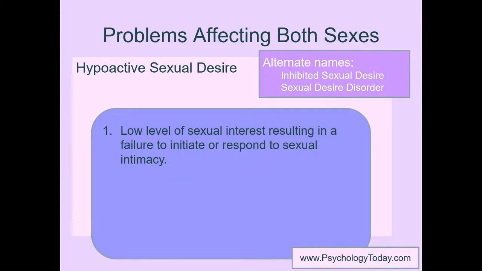Well, let's wrap up this conversation with the dysfunctions, the disorders that affect both sexes. So this first one is called hypoactive sexual desire. They used to call it inhibited sexual desire. There are different names for it. Sexual desire disorder is another alternative name. The idea here is that you have a low level of sexual interest, and that results in a failure to initiate or respond to sexual intimacy.